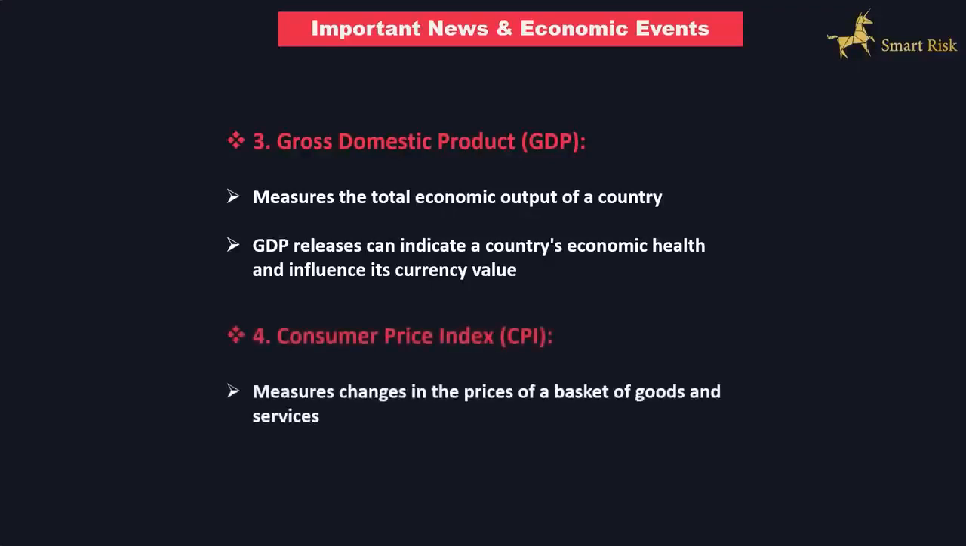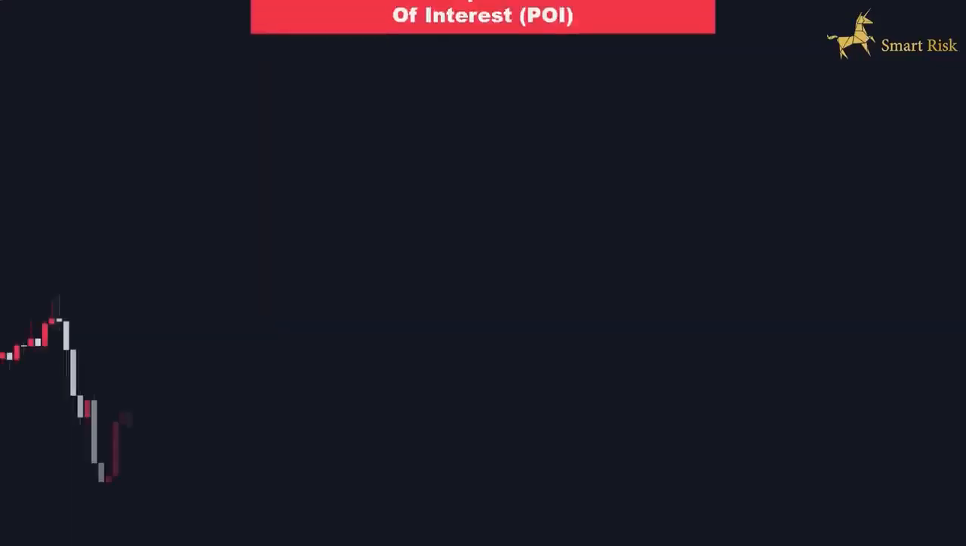And the next economic event is the Consumer Price Index, CPI. Measures changes in the prices of a basket of goods and services. What I highly recommend during a news event is to wait patiently for the excitement and volatility created by the event to settle down. Then, assess the situation and look for potential entry points. Avoid using pending orders like sell or buy limit orders during a news event.